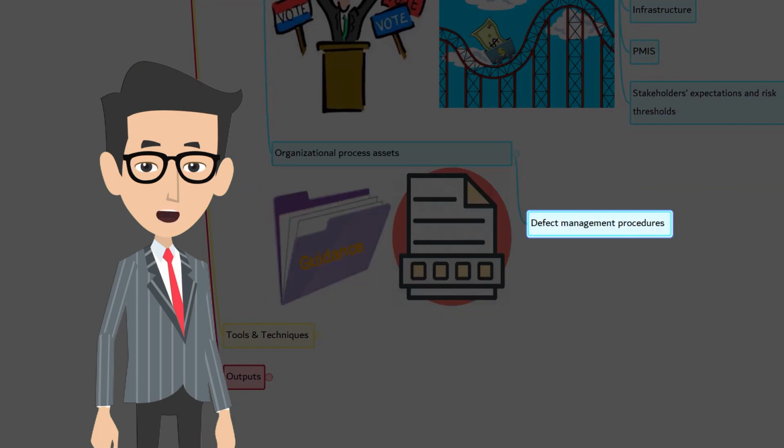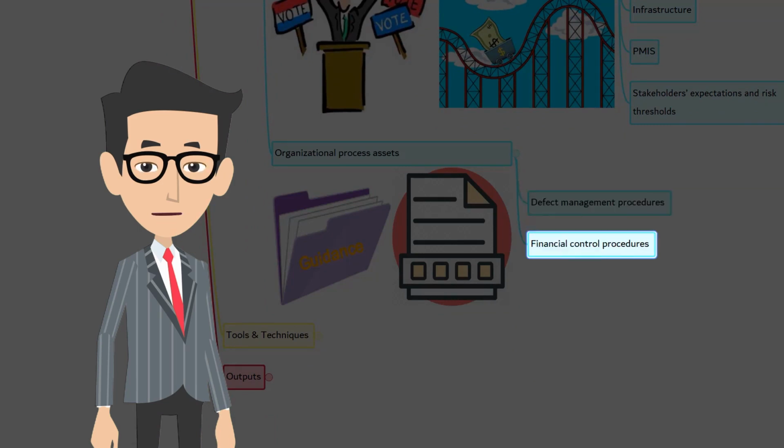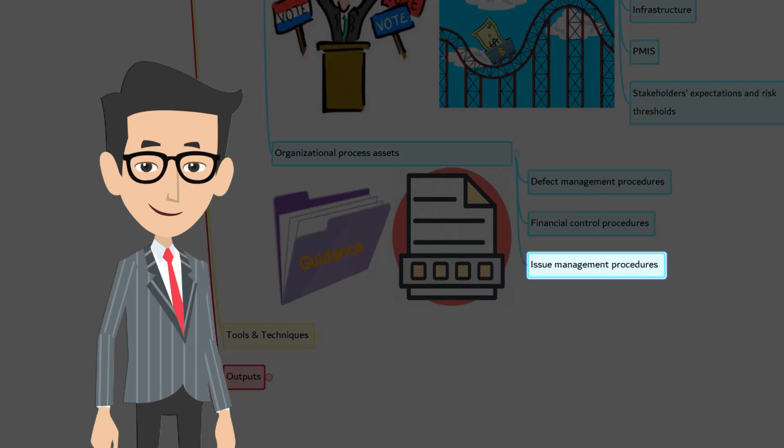Defect management procedures defining defect control, defect identification, and resolution and action item tracking. Financial control procedures. Here we are talking about financial control procedures such as required expenditure and distribution reviews, accounting codes, and standard contract provisions.